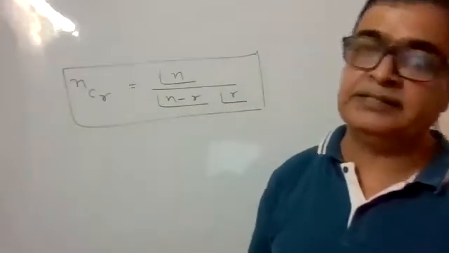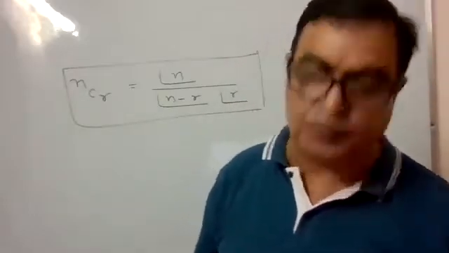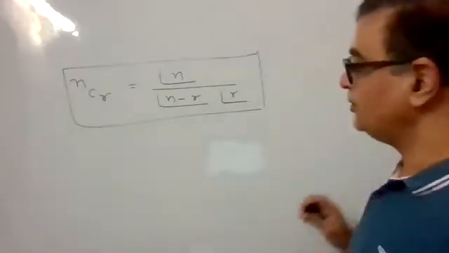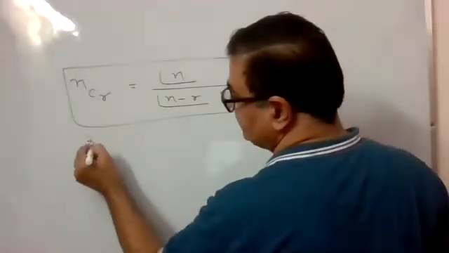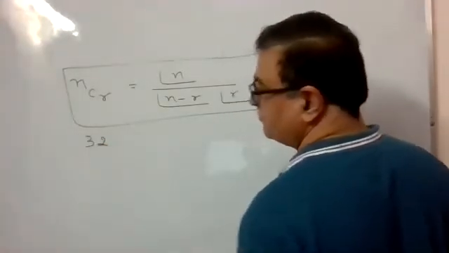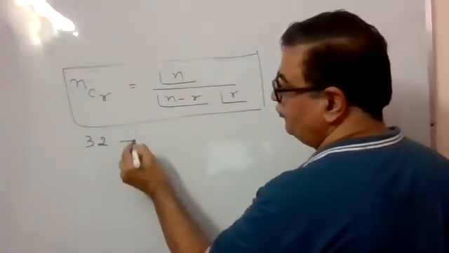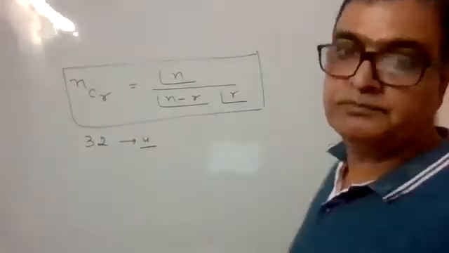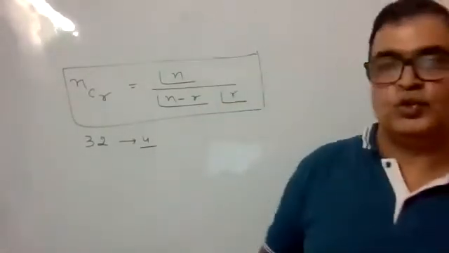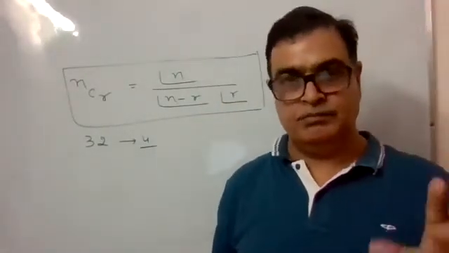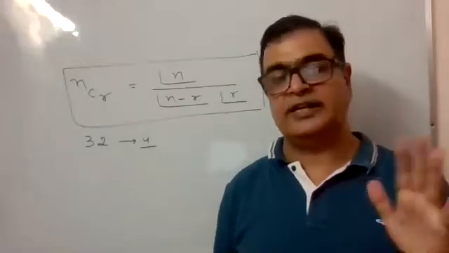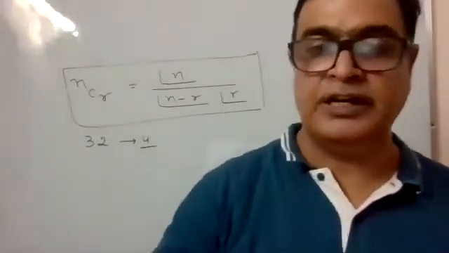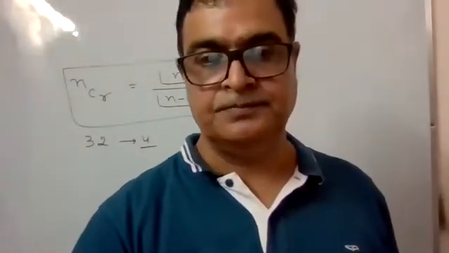Now how will we apply this? Just note it. First question right now, please. If there are 32 students in a class and we have to select 4 at a time, how many ways can we do it?